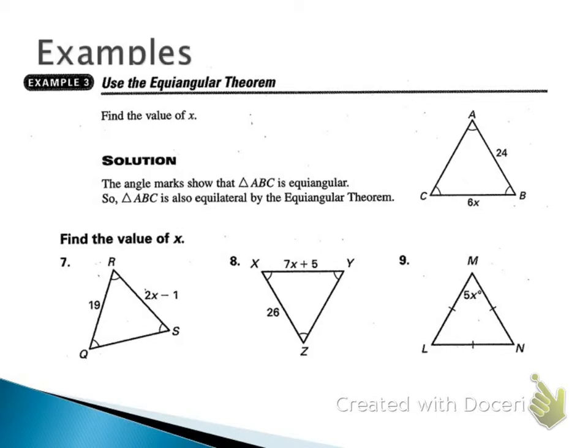So here we're given that this is equiangular, right? All the angles are labeled as being congruent. So what do I know right away about all the sides? If all the angles are the same, all the sides are congruent. So I'm going to set them equal. 6x equals 24. That's going to help me find out what the x is. And I'm coming up with x equals 4.